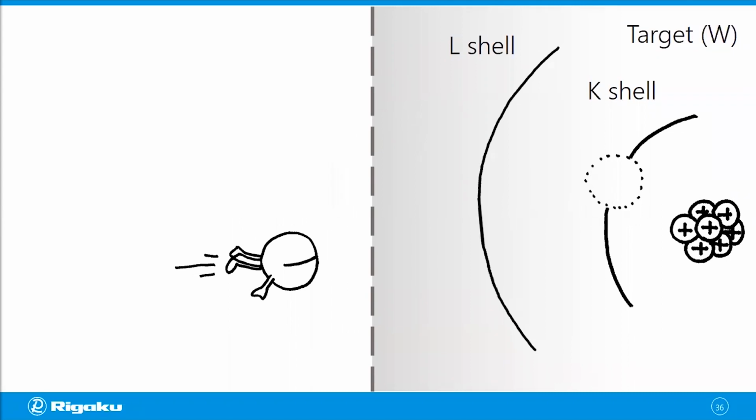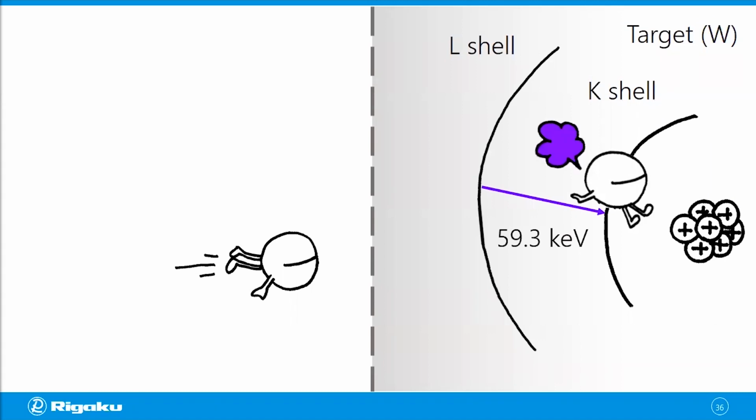And when this happens, another electron, in the L shell, sees an opportunity to get to a supposedly better place. And when this happens, this originally L shell electron needs to give up its potential energy to get to the K shell. And this potential energy difference is 59.3 keV in this case. And this energy is released as X-ray photons. And because the energy of those X-ray photons is specific to the target material and the shell combination, those are called characteristic radiations.